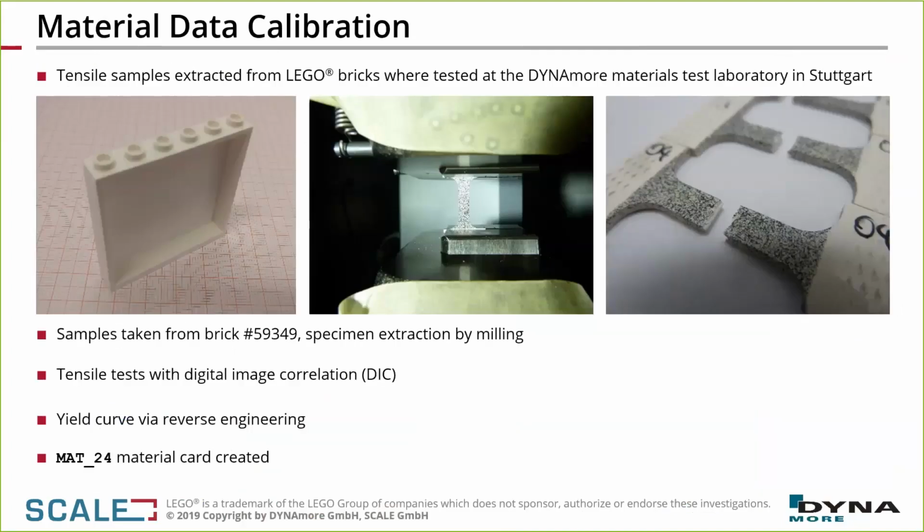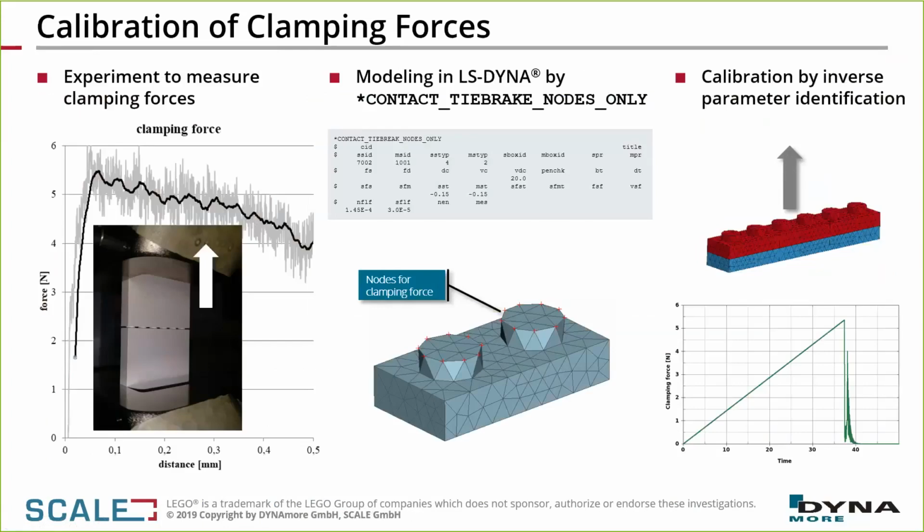Also, during that time, David in Stuttgart did some testing to generate a material card for the Lego, and for that purpose, he took this flat brick and he cut out a specimen from that brick and put it into the tensile testing machine and did tests, and with that he created a MAT24 material card. And this was later used during all our Lego projects.